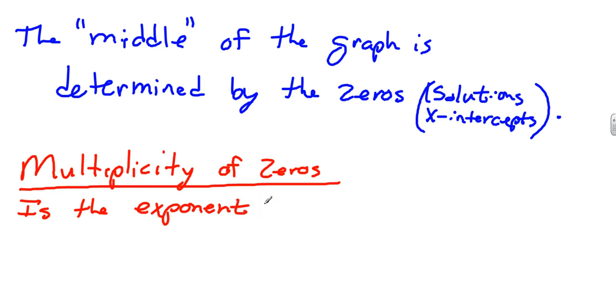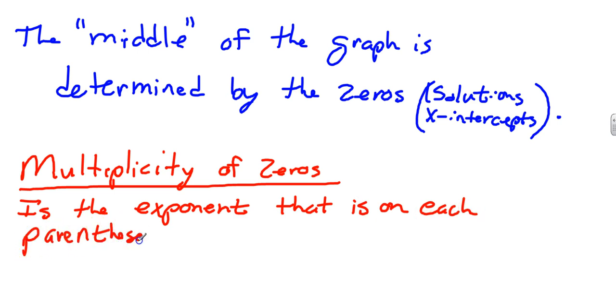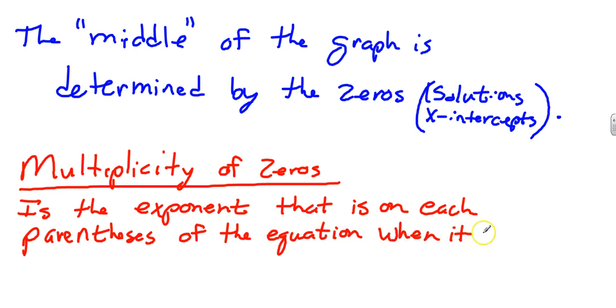The multiplicity of zeros is the exponent that's on each parentheses of the equation when it is written in factored form.